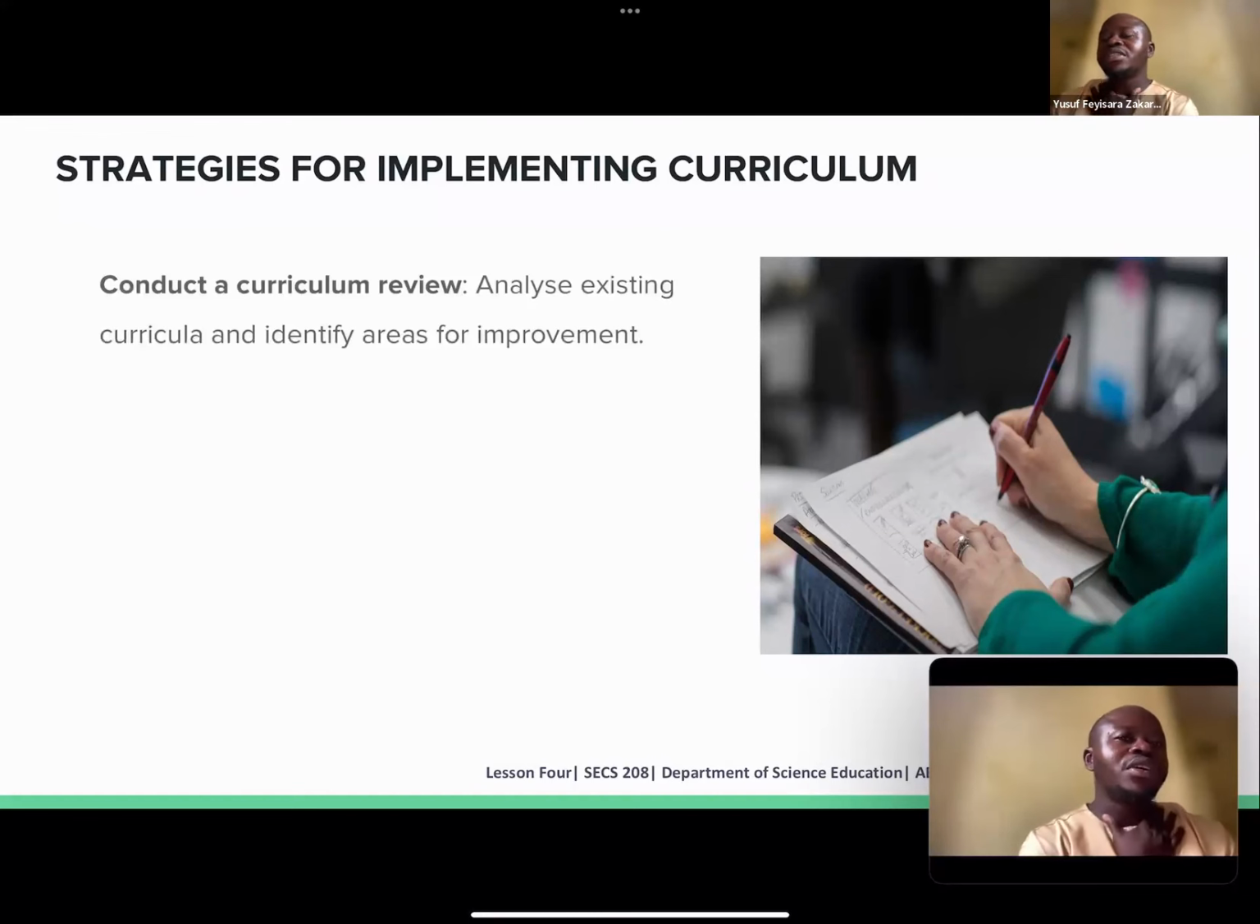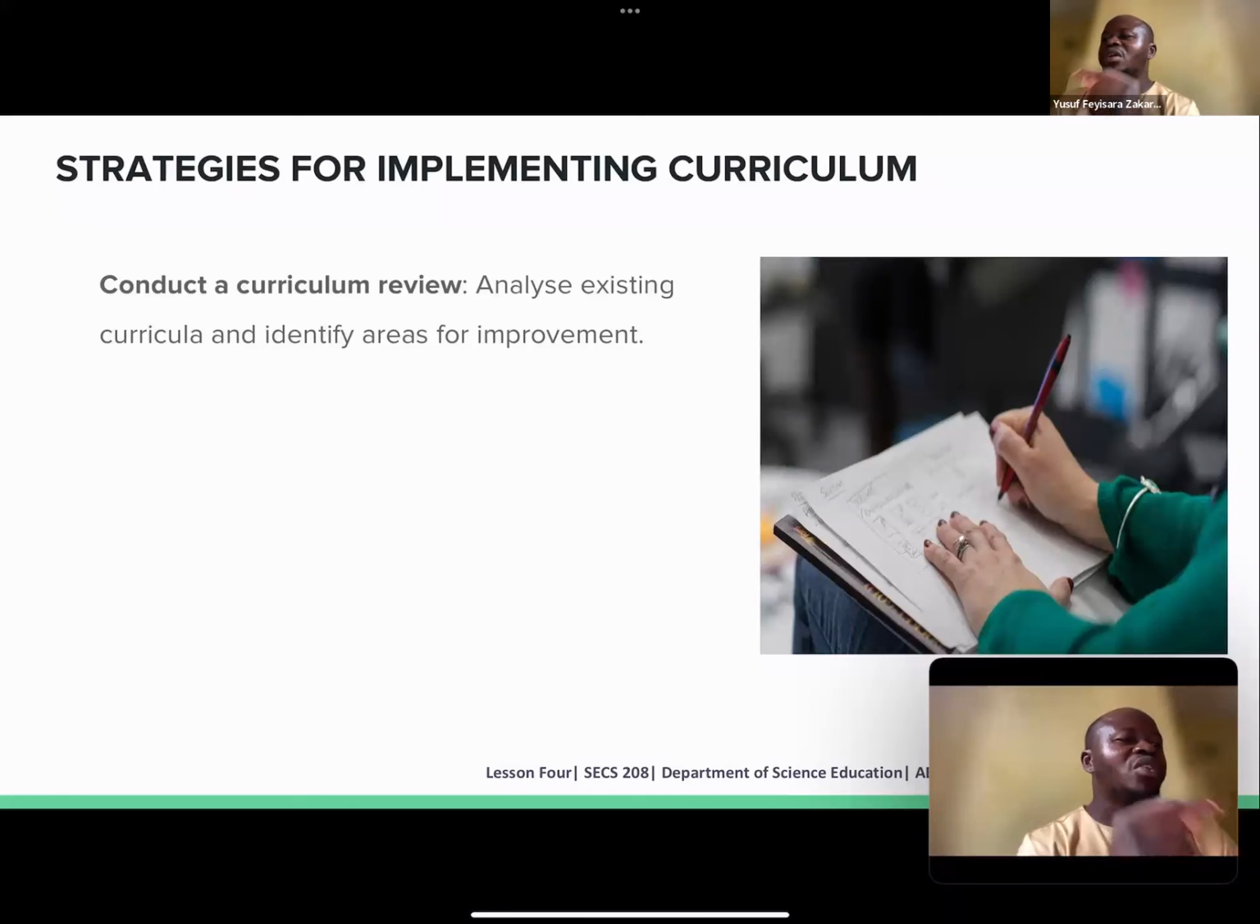There are only 3 strategies I'm bringing in here. Take note. I'm giving you this point so that if there is any issue on it tomorrow, you can always remember them like this. When I give you a question on these strategies, for instance, I want you to give me these 3 aspects of it and explain in your own words. Number one is what? You need to conduct a curriculum review.